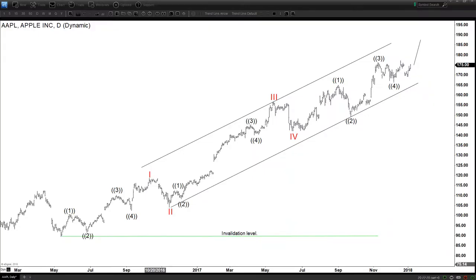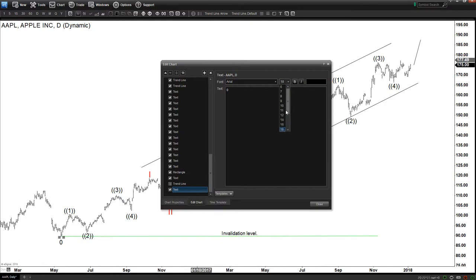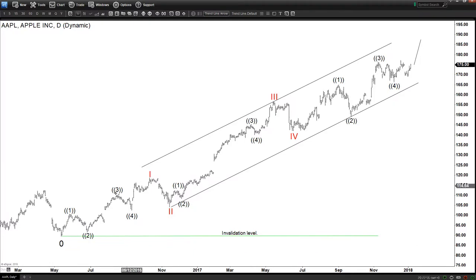Now let's take a look at an example of an impulse structure here. This is the daily chart of Apple stock, and we can see right here, if we focus at the starting point here in May 2016, let's label this as a 0, which is our starting point. If we label this as a 0, we can see nicely how Apple is rallying in wave 1, wave 2, wave 3, wave 4, and now we are in the wave 5.